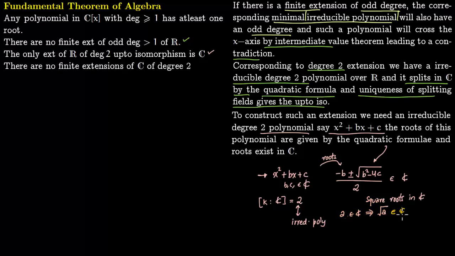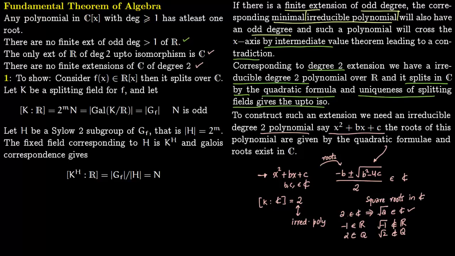So notice that this is not true for real numbers, because say for example -1 is in real numbers, and you know that square root of -1 is not a real number. Similarly, 2 is a rational number, but square root of 2 is not a rational number. So this is a special property of complex numbers. But you can check this using elementary methods. So we have proven three results which we are going to use to prove the fundamental theorem of algebra.